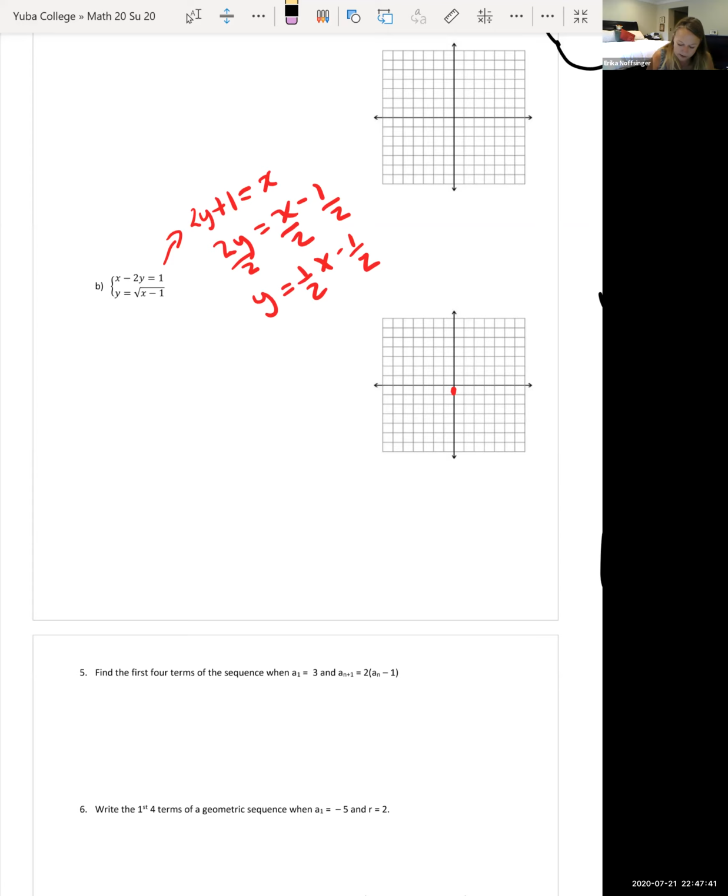Okay, and so if I go up 1, I'm going to go over 2. Up 1 over 2. So if I went down 1, I would go over 2. Down 1 over 2.